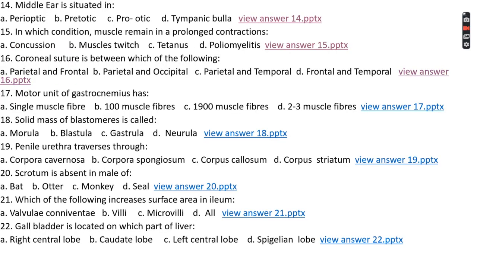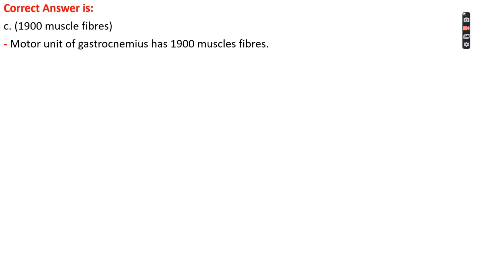Okay. Question number 17. Motor unit of gastrocnemius has: option A, single muscle fiber, option B, 100 muscle fibers, option C, 1900 muscle fibers, option D, 2 to 3 muscle fibers. The right answer is option C, that is 1900 muscle fibers. Motor unit of gastrocnemius has 1900 muscle fibers.